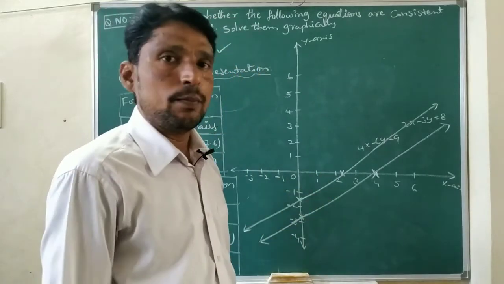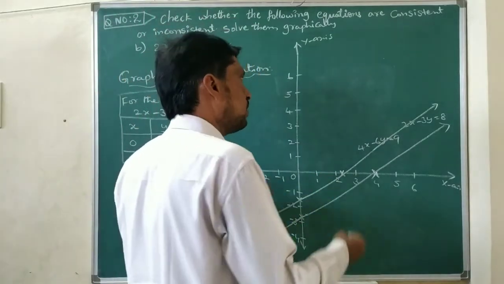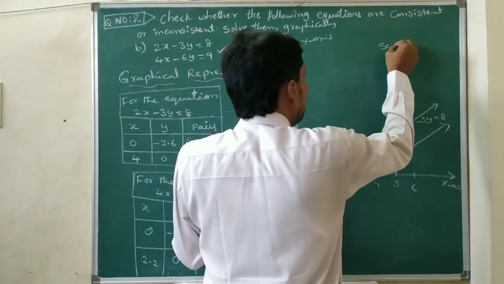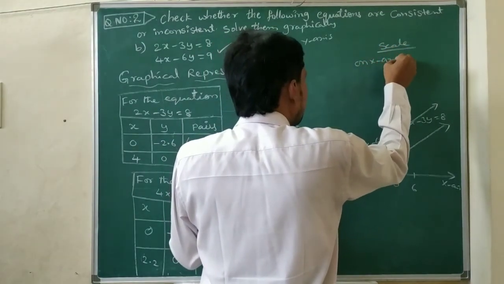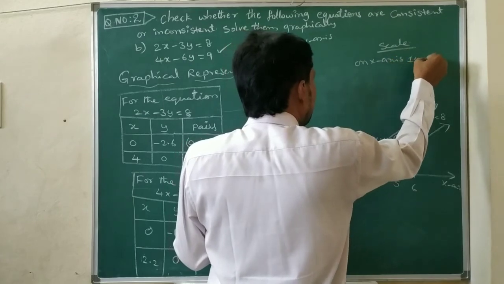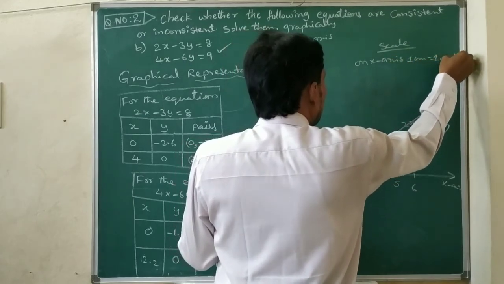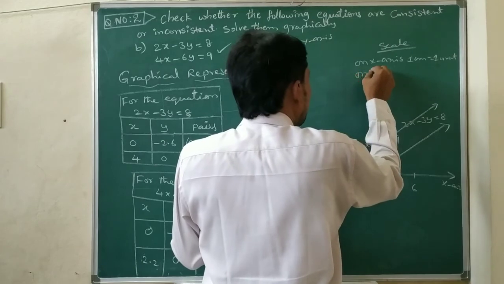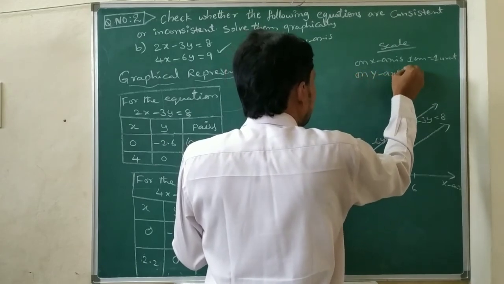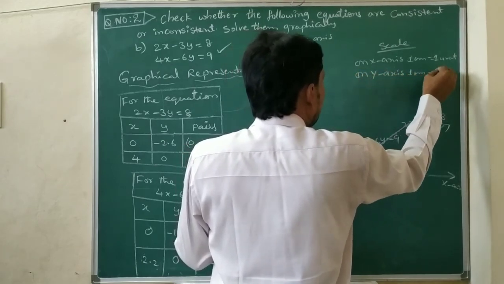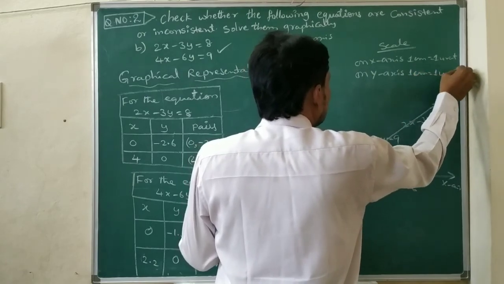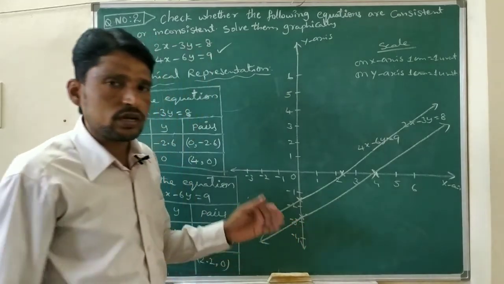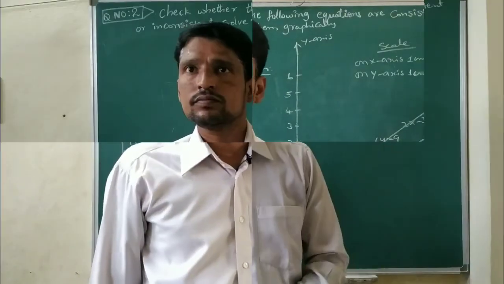This is about the graphical representation of the given data. Must and should, we need to write the scale also. On the x-axis, 1 centimeter equal to 1 unit. On the y-axis, 1 centimeter equal to 1 unit. This is about the graphical representation of the given data.